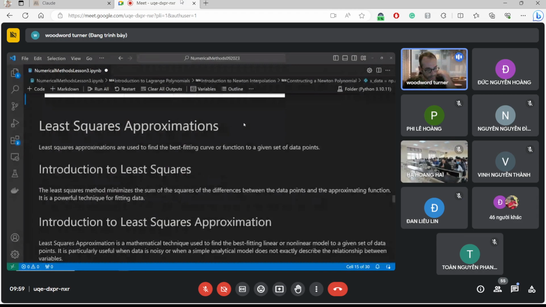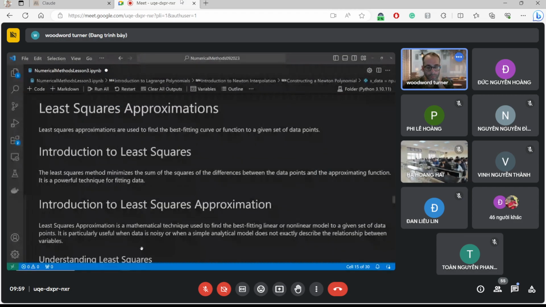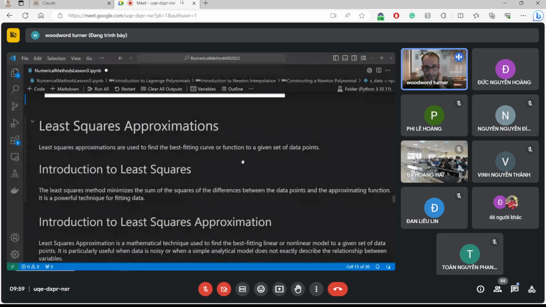So let's move on to our next approximation method. And this is a way to fit a curve to a function or a set of data points. And this is called least squares approximation. And this is a pretty common technique. It's one of the first things you might learn in a statistics class or any kind of theory of approximations. And it's really, really useful. It's been around for hundreds of years, and it's been used to do lots of really great things.